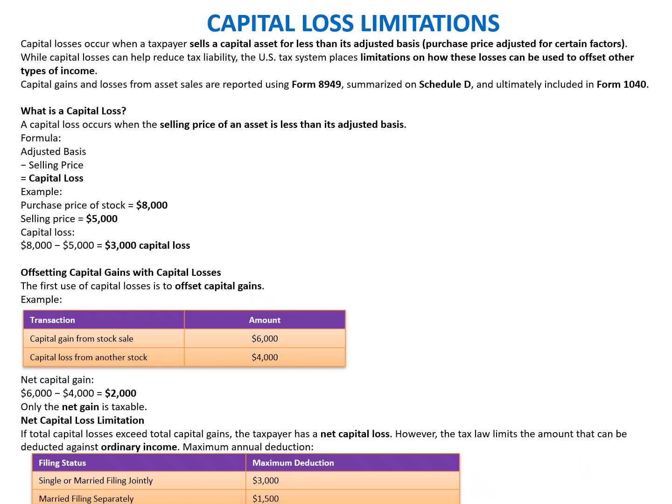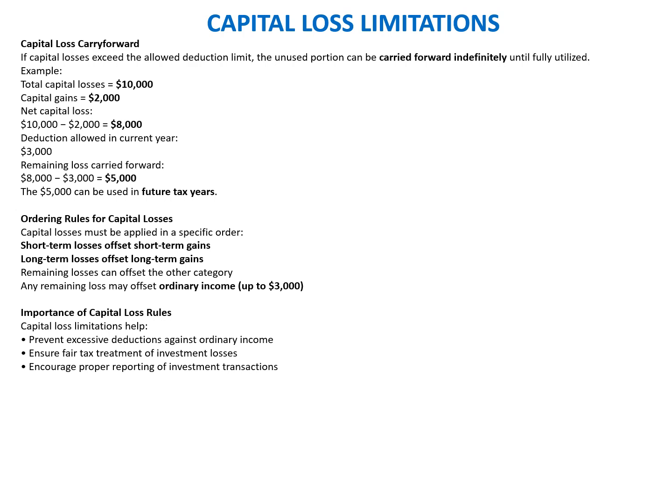So we'll move to the next slide. Okay. Having considered that capital losses can be set off against capital gain in the same financial year, if capital losses are more than the capital gain, the losses will then be adjusted against ordinary income with the limitation. And if those are not fully adjusted, then they will be carried forward. For example, total capital losses are 10,000, capital gain is 2,000, net capital loss is 8,000. The deduction allowed in the current year is 3,000, so the remaining loss of 5,000 will be carried forward to future tax years.